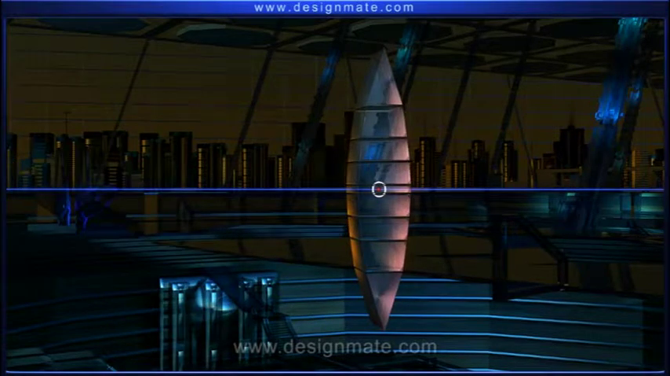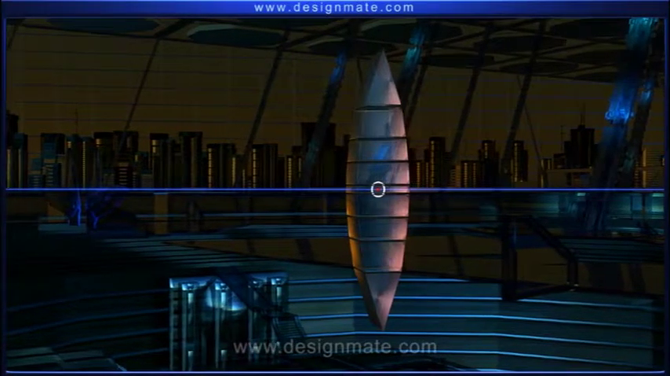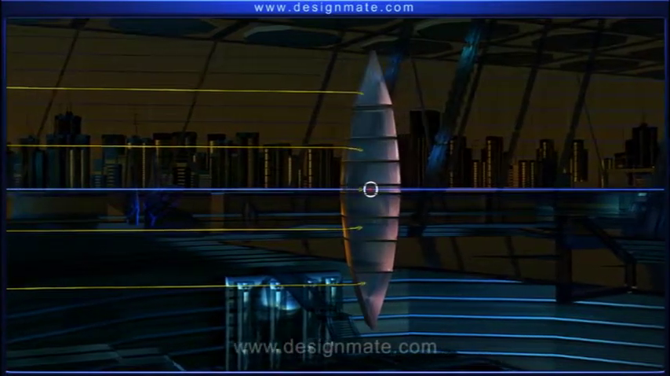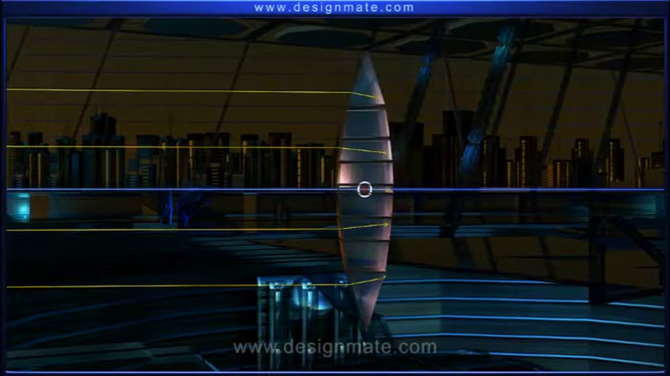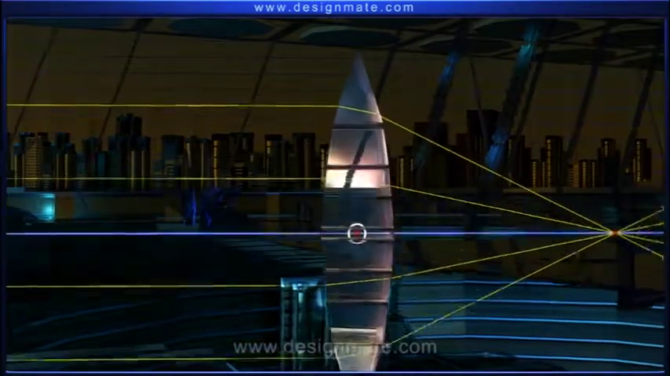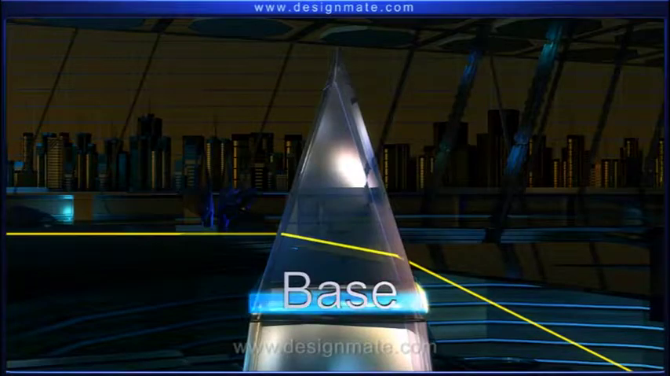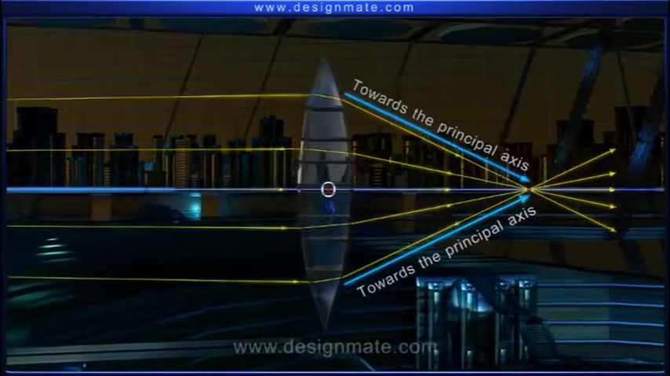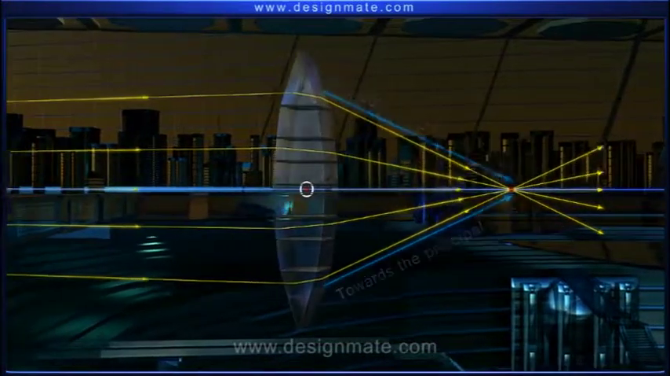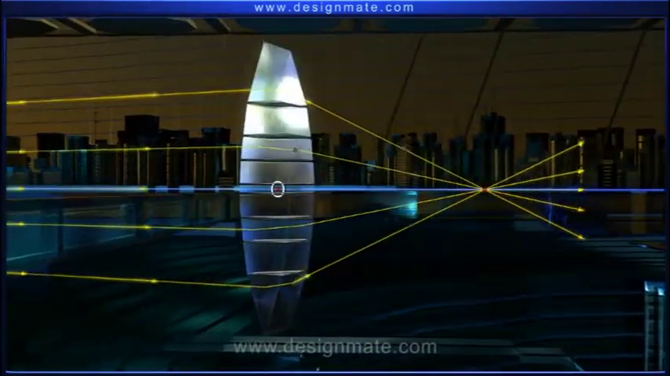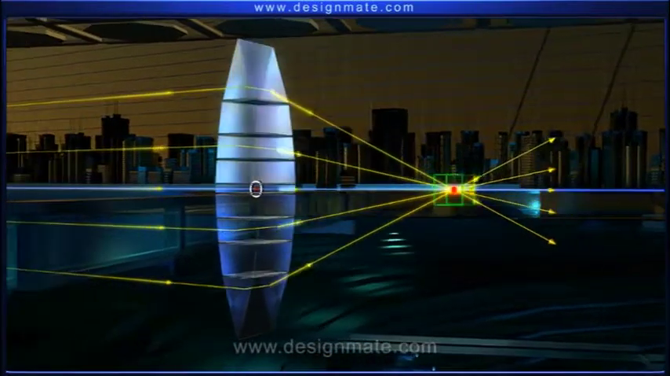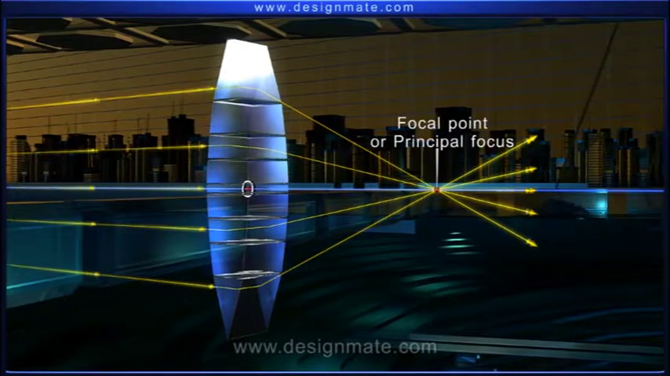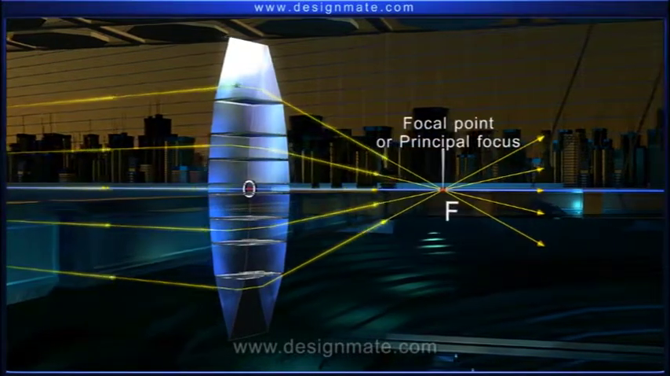Now, let us see what happens when a beam of light parallel to the principal axis strikes the lens. We can see that these rays undergo refraction as they enter the lens and leave it. First, they bend towards the base of the respective prisms and then emerge bending towards the principal axis. Thus, after refraction through the lens, they converge to a point on the principal axis on the other side of the lens. This point is called the focal point or principal focus of the lens and is usually denoted by F.